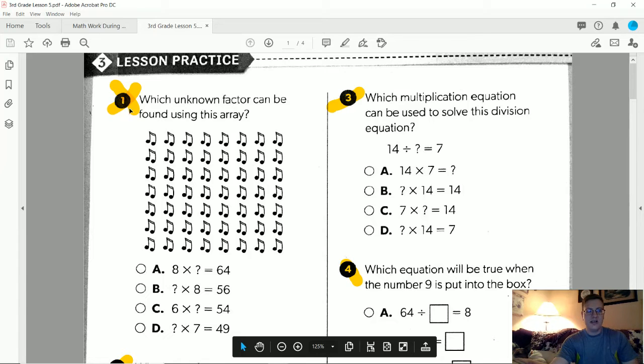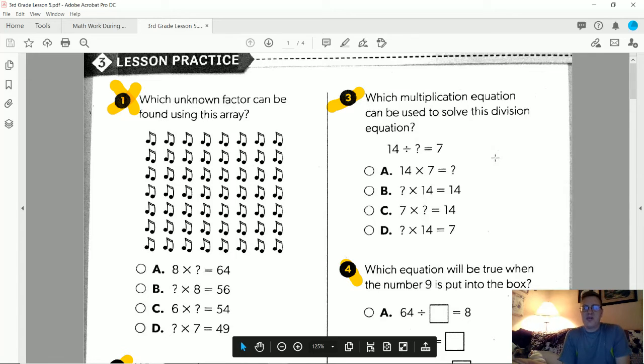So number 1, I accidentally marked that, and I meant to mark number 2 instead. If anybody tried this one, the answer would be letter B. You would find that out by the fact that there are 7 rows of music notes.